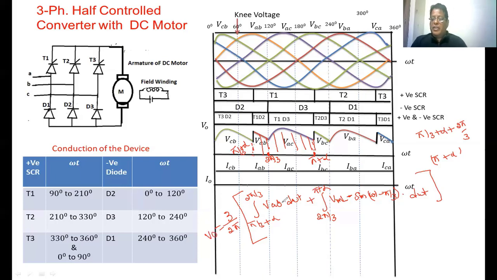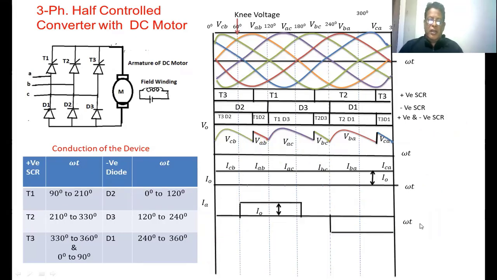If we complete this integration, finally we get the expression that is equal to 3 VML by 2 pi into (1 plus cos alpha). This is the expression for the average output voltage. In this manner, we can derive the average output voltage.